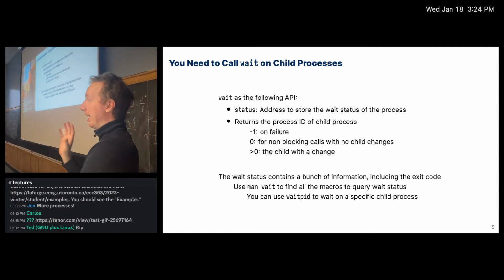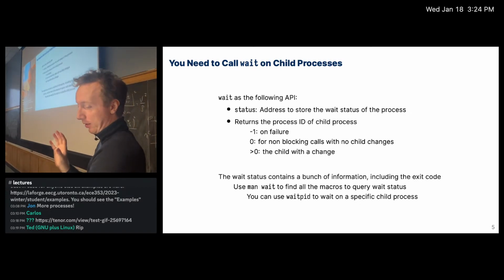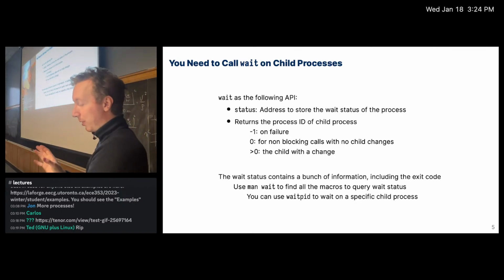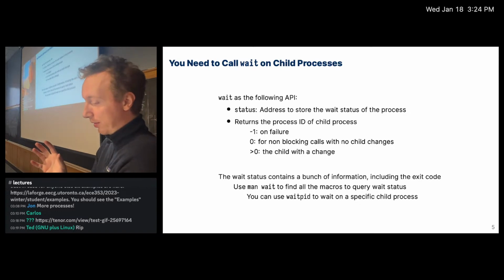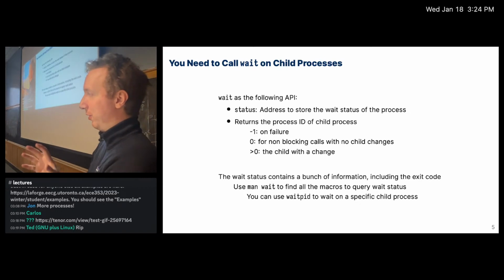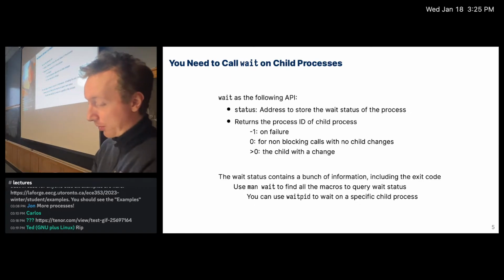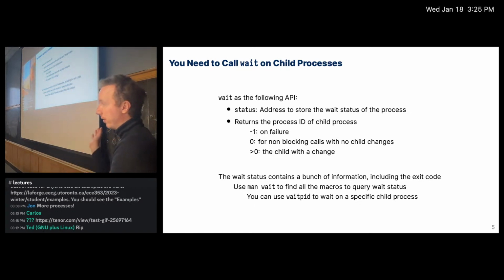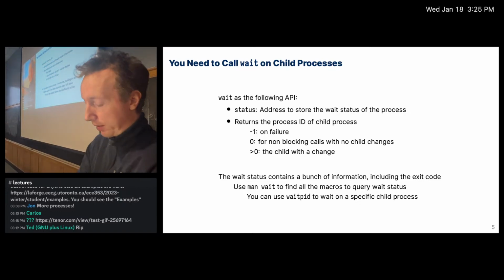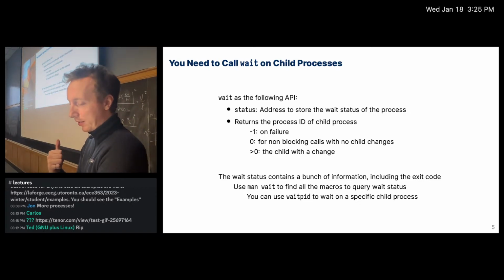That acknowledgement process I was talking about is called wait, and you need to call wait on a child process. It has the following API. It takes an address to store the status of the process, and that is not just a number, it's coded, and you actually have to use macros to get some meaning out of it. It also returns the process ID of the child process that has now exited, that you've waited on, and it can now be cleaned up. Like all of these C wrapper functions, it returns -1 if there's a failure.